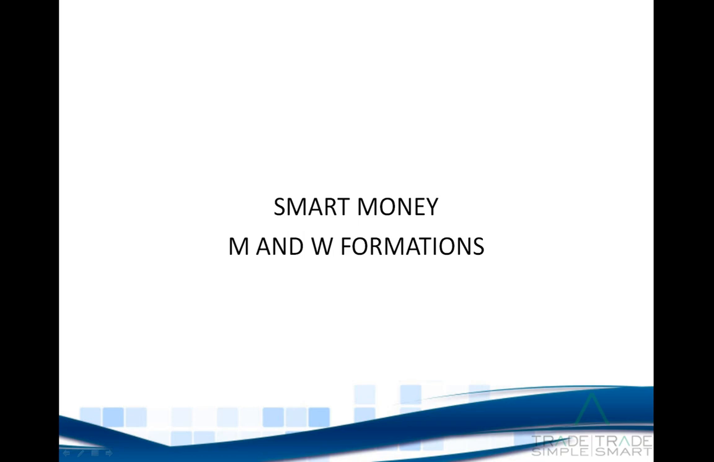In this next section on smart money M&W formations, we're going to take a look at two popular but often misunderstood structures which are used by smart money to induce traders into the market, shake out traders that are in line with the smart money trend, and also trap volume for future accumulation. And this again is the M and also the W formations.